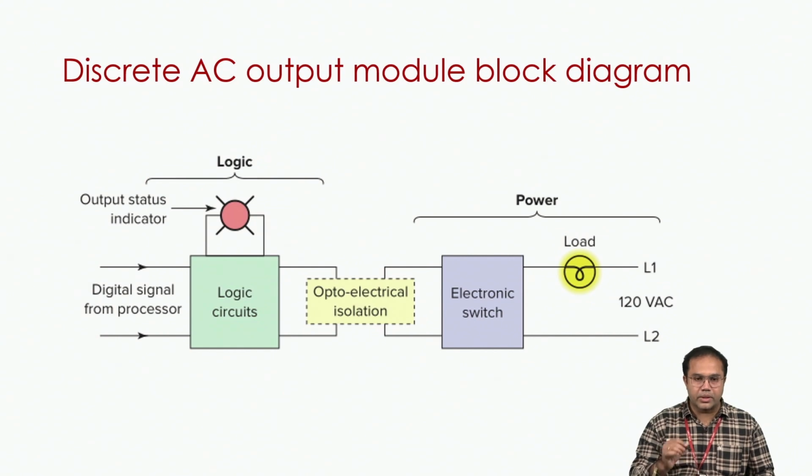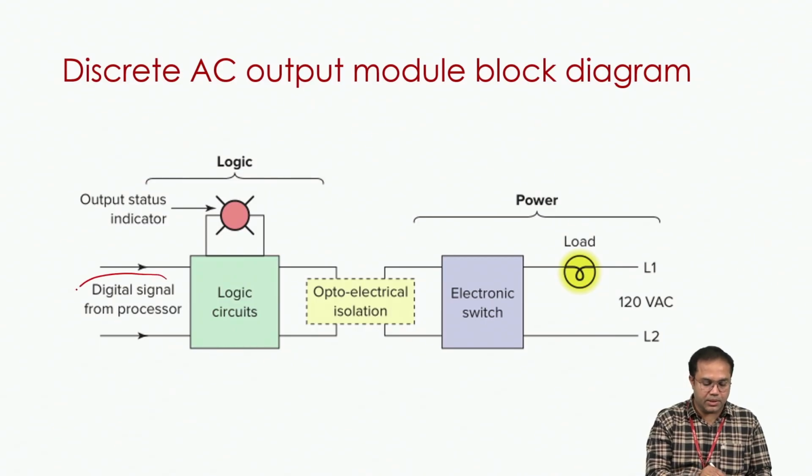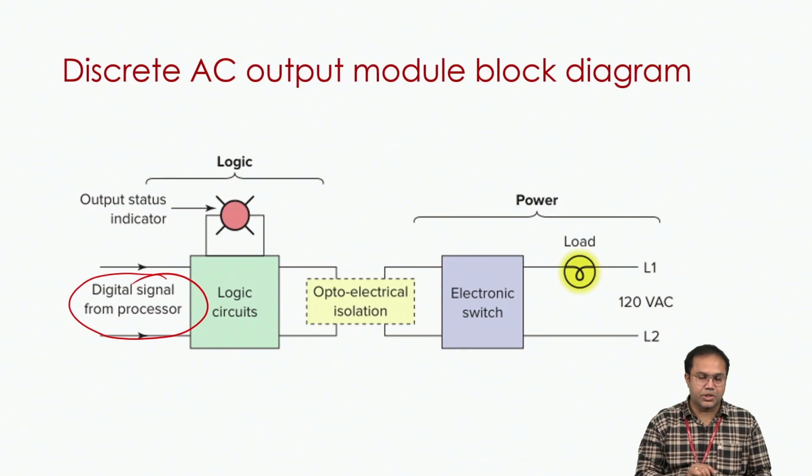Now let's look into the discrete AC output module. How does the output module look? Here the digital signal is coming from the PLC CPU. As I mentioned earlier in the architecture, based on the input and the logic, the CPU is going to generate one decision. That decision will be in the form of 0 or 1. 0 means off, 1 means on.